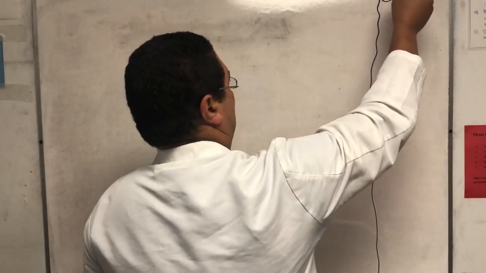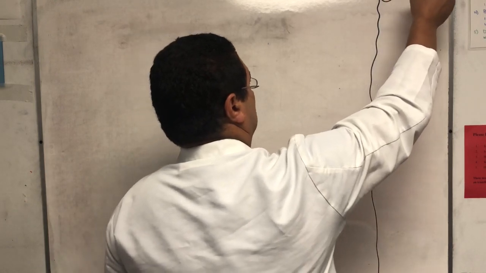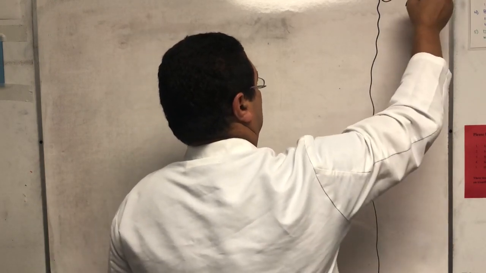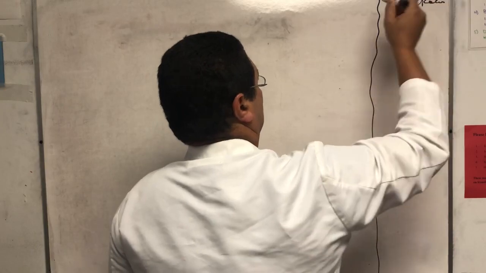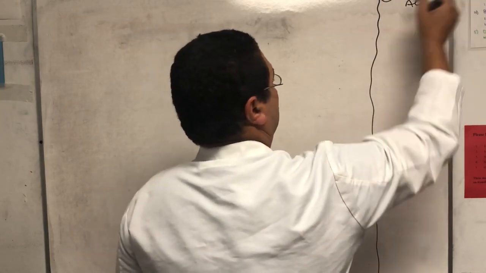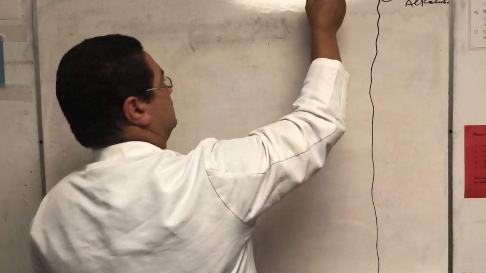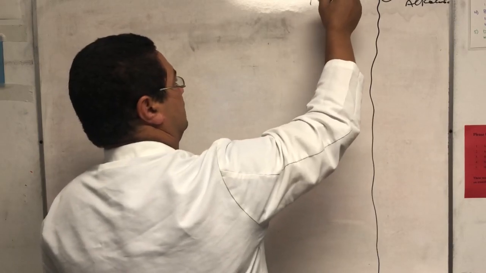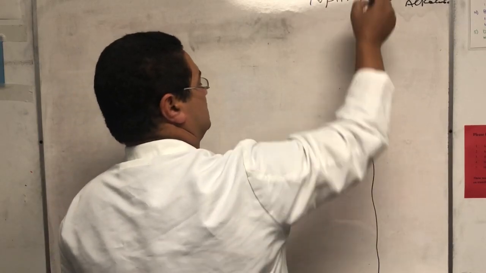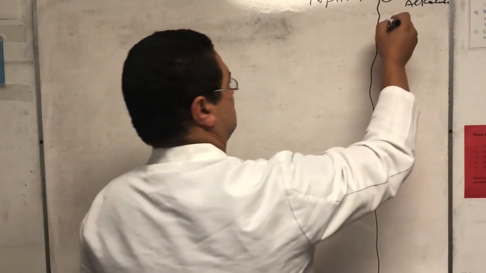So, number one, you need to find if it's acidosis or alkalosis. And that's very easy, obviously, right? pH above 7.4 is alkalosis, below 7.4 is acidosis.